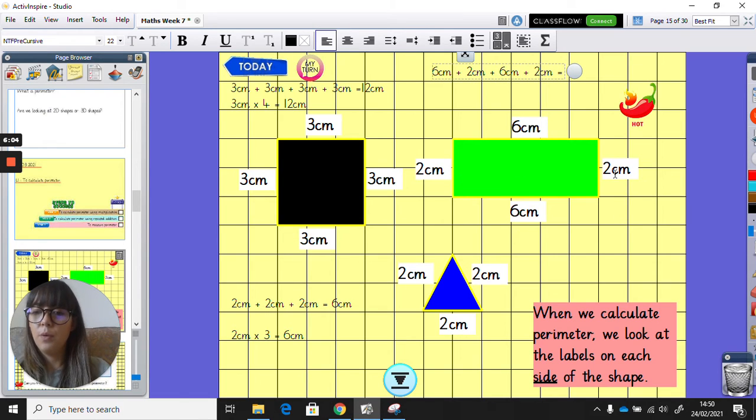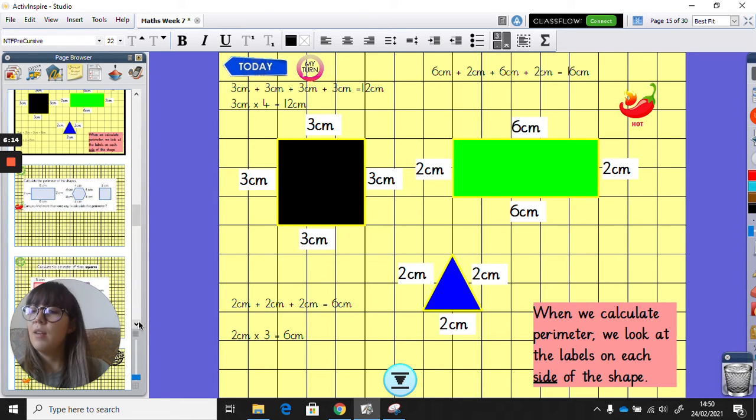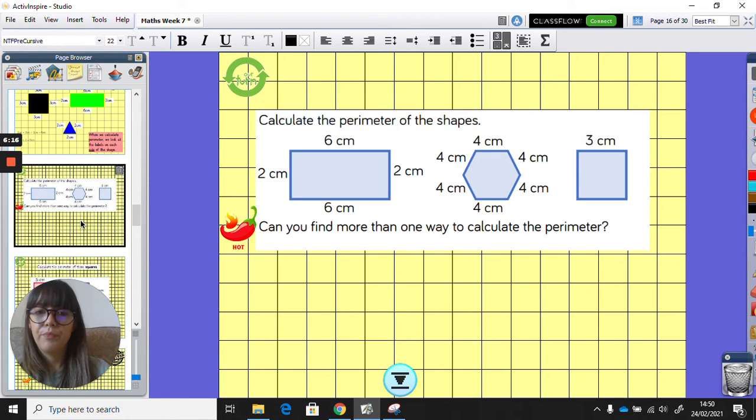Now to work this out quickly, what I'm going to do, 6 add 6, 12, 2 add 2, 4. What is 12 add 4? 12 add 4 is 16. So the answer must be 16 centimetres. Now that was my turn. Now let's go on to our turn.